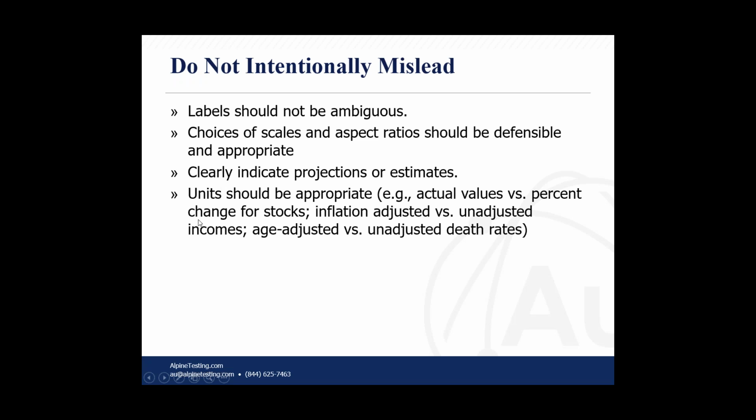Another principle is we don't want to mislead folks with our graphics. With statistics, there's always a potential for misuse, and we want to make sure that we're not doing that. So we can avoid that by making sure we're not using ambiguous labels, where we're very clear. Also, that we're choosing scales and aspect ratios that are defensible and appropriate. We can really manipulate how a graph looks by changing its scale. And so we need to choose the scales that make sense and are appropriate.